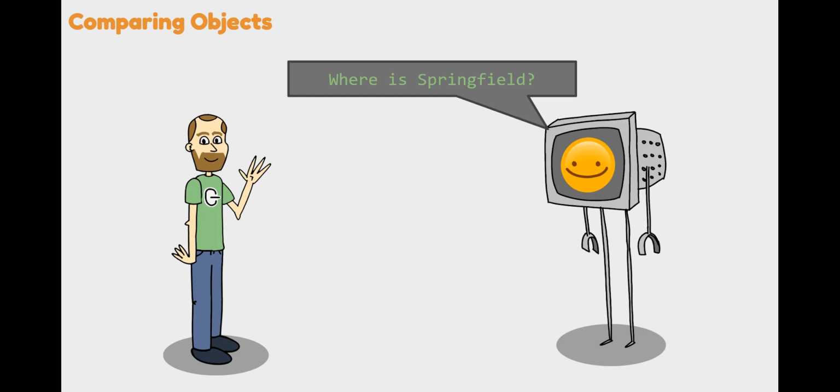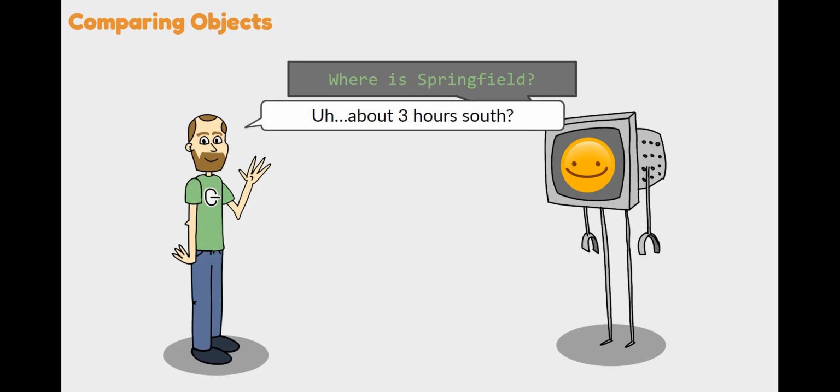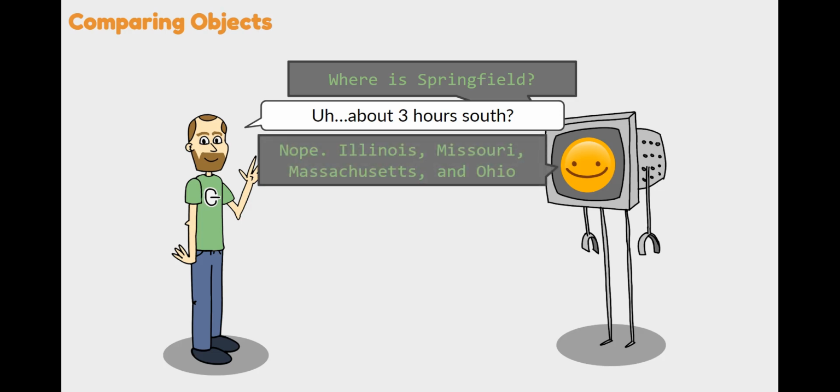Imagine for a moment someone were to ask you, where is Springfield? Now, if you were in Chicago, you might tell them, it's about a 3-hour drive south. To which they could reply, no, there's a Springfield in Illinois. There's also a Springfield in Missouri and Massachusetts and Ohio. And just because these towns have the same name, they are completely different towns with their own layout and their own population and their own personality.